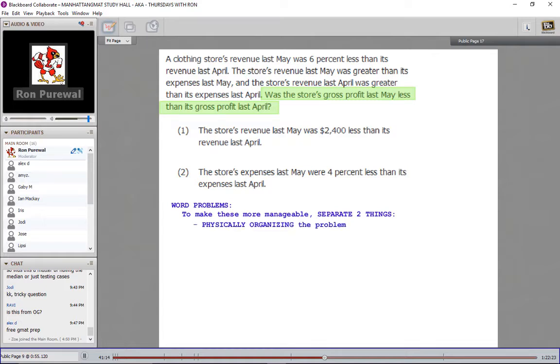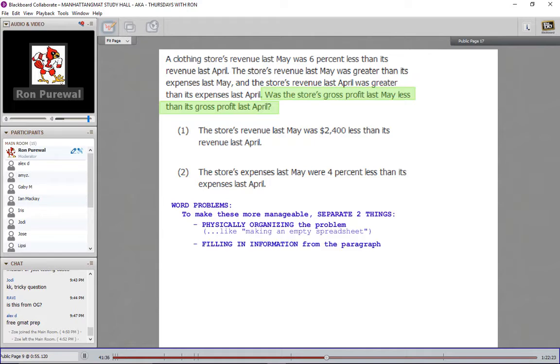It's kind of like making an empty spreadsheet. Remember, when you first make Excel sheets in the real world, they're empty. Same sort of thing as that. And then you fill in information from the problem statement. I have a few different kinds: any numbers, of course, but also mathematical relationships. And don't forget to mark what the goal of the problem is.